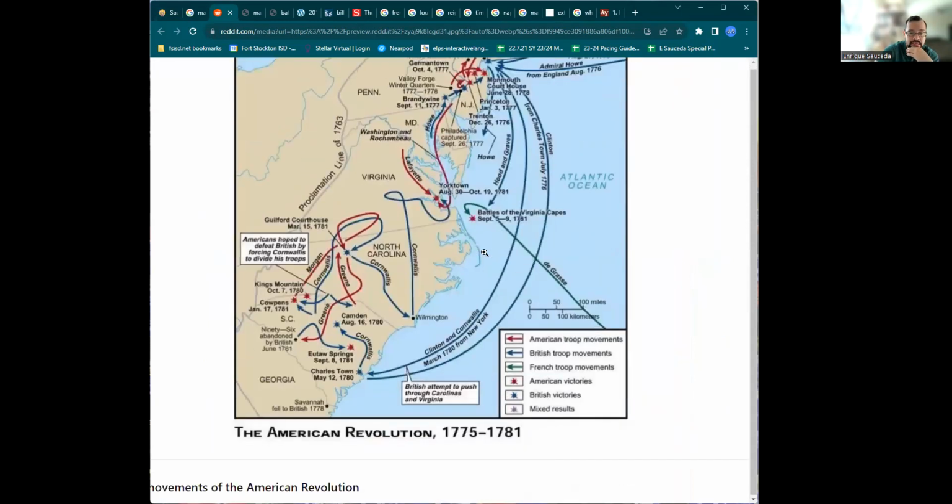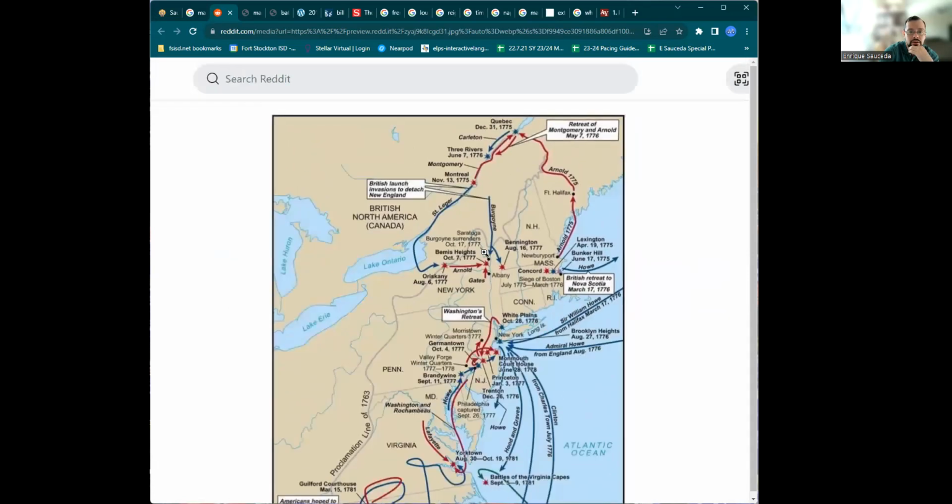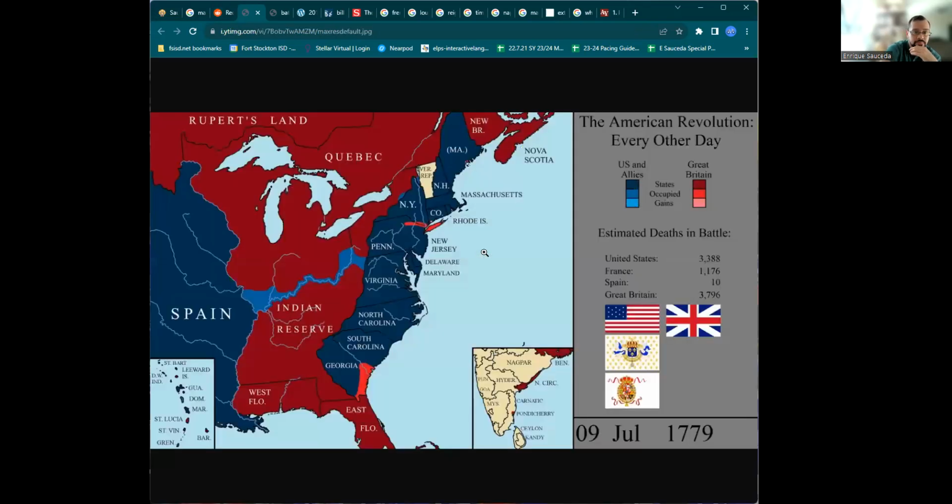All these areas in blue are British victories. Notice there's a whole bunch of them. Red are few, and there's more battles to the revolution. Right? Here are the colonials with the help of the Spanish and the French. And then the red is all the British help. Right? They control a lot of this land.